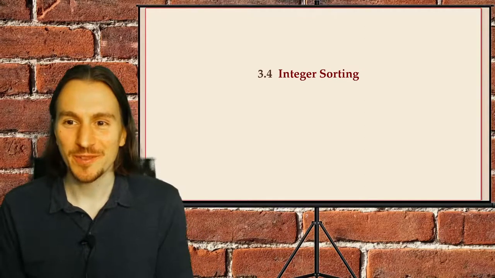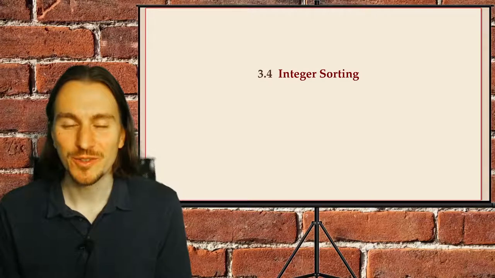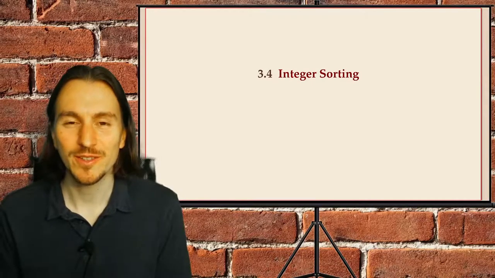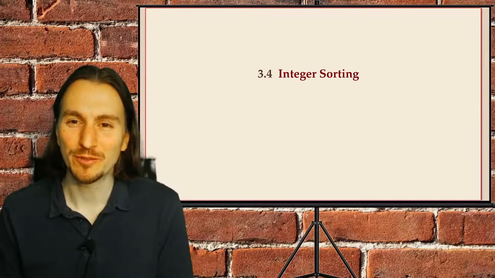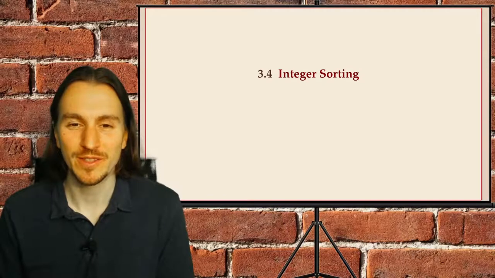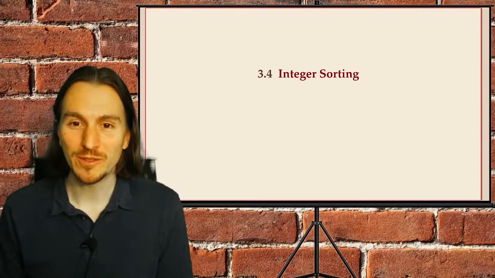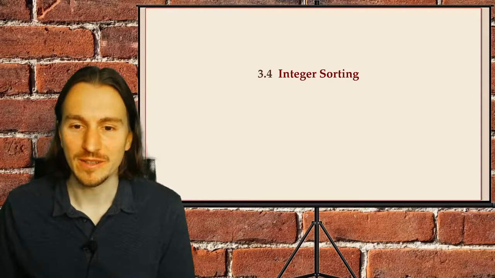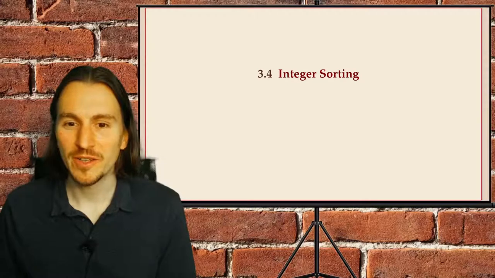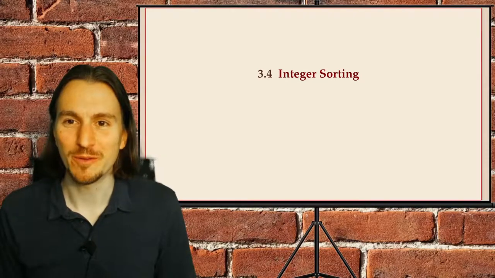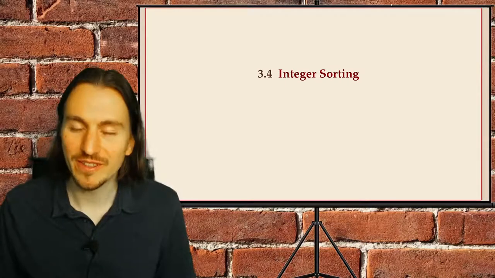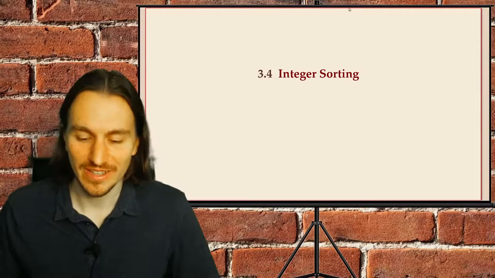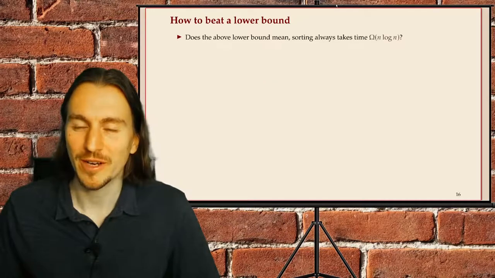In the next subsection, I want to look at how to sort integers. And this topic is particularly important because we just talked about a lower bound for sorting for comparison-based methods, which said we cannot possibly do better than n log n in the worst case. And now I'll show you how you can beat this lower bound nevertheless. And this is another way to understand lower bounds. They tell you what you can do to crack the problem in maybe even a better time.